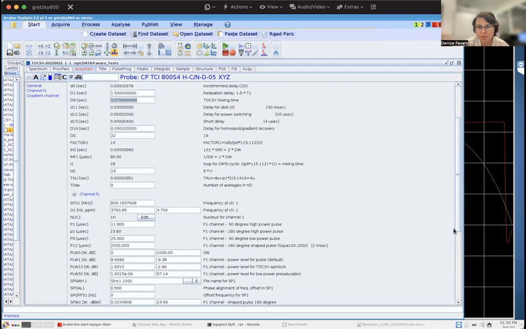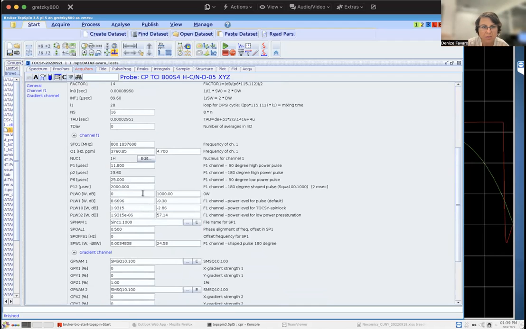This experiment also uses excitation sculpting. This is the length of my selective pulse on water, 2 milliseconds. I'm just using the one recommended here. And this is the power of the pulse that goes with the selective pulse on water. In this case, I'm using about 24.5 dB.